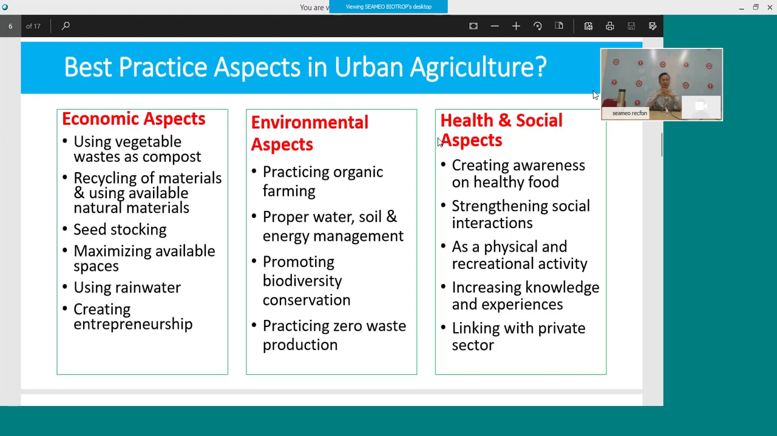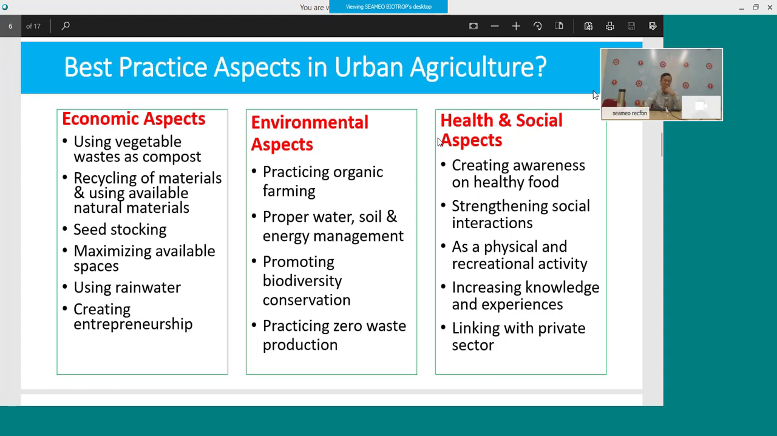How do we maximize the available space in our school? That could be a best economic practice also. Do we use the rooftop of our school? Do we use the parking area in our school? Do we use small cans? The creativity is endless when we talk about maximizing available spaces in a school to be able to do urban agriculture. Especially also in some parts of the Philippines and Indonesia, during the rainy season, we have a lot of rain.